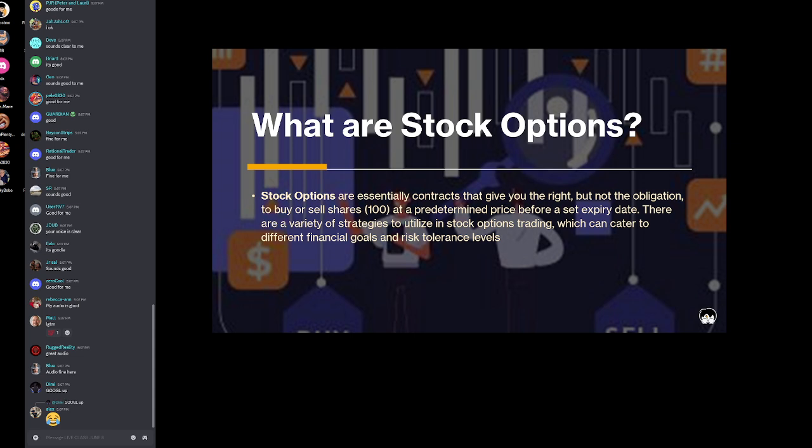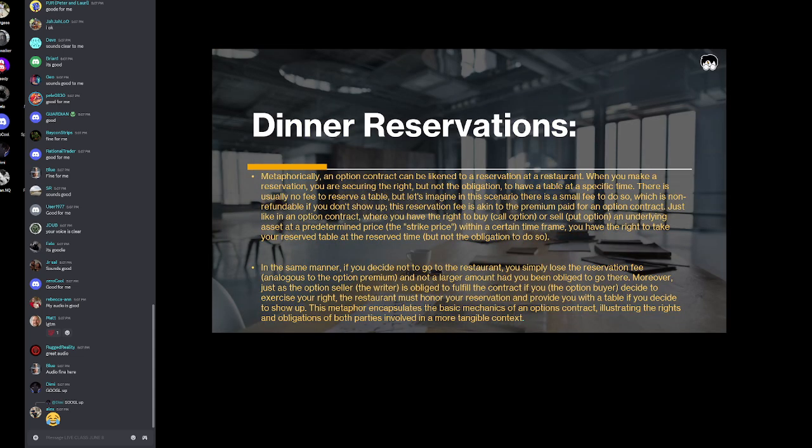But a stock option, right, is literally, and again, most of you know this, essentially a contract that gives you the right but not obligation to buy or sell 100 shares, and you can change that number, at a predetermined price before a set expiration date. There are a variety of strategies to utilize in stock option trading, which can cater to different financial goals and risk tolerance. The way that we think about this is a dinner reservation, right?